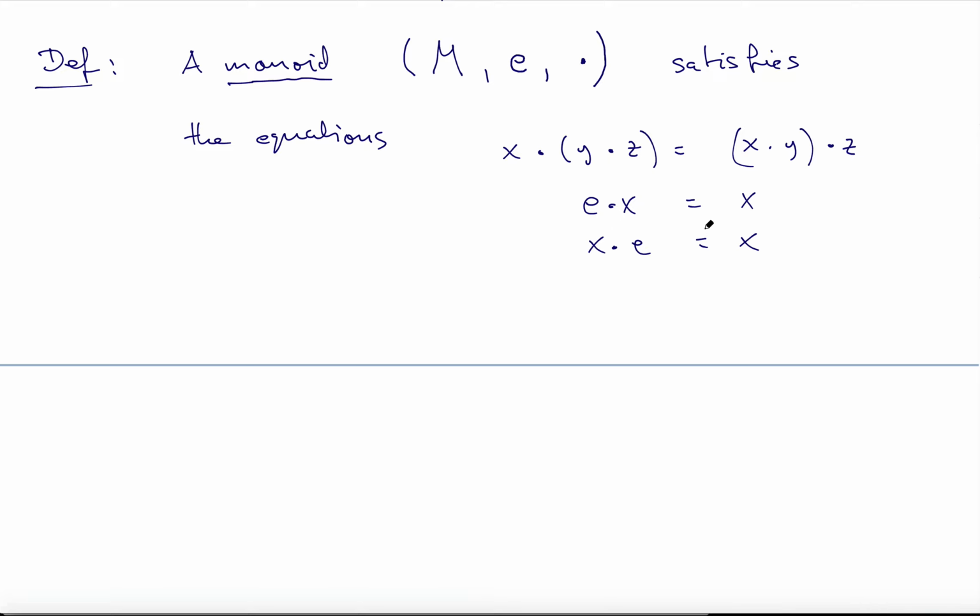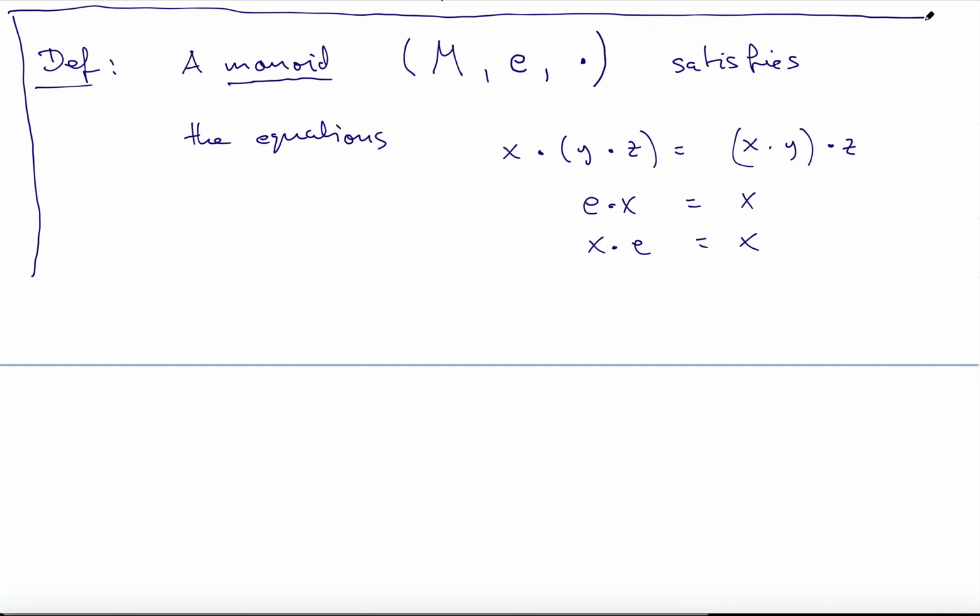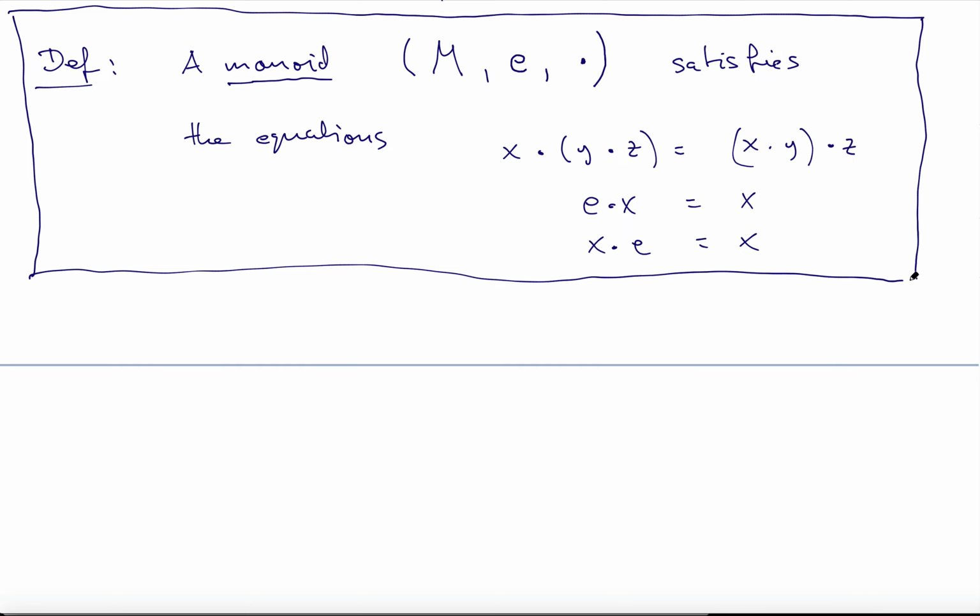So a monoid is a mathematical structure which is defined by operations, a neutral element, and a binary multiplication satisfying these three equations. So really here we are a bit more precise about our slogan from the first lecture, that algebraic structure is given by operations and equations.